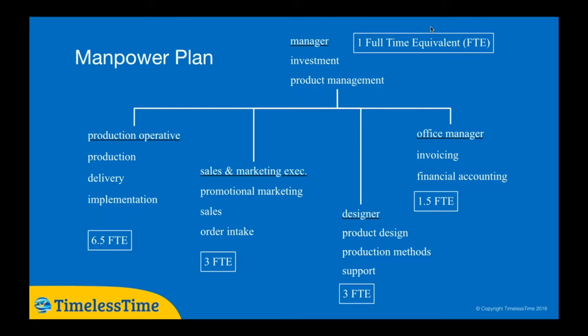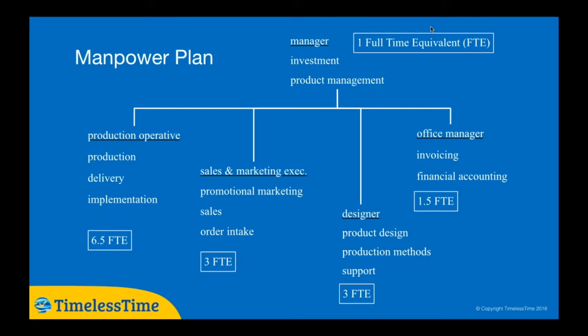You can see here that the sales and marketing executive, so-called, is responsible for promotional marketing, sales, and order intake. There we are. Now, in order to achieve, and this is another bit of modeling, the P&L that suggests a turnover of £2.5 million, we need 3 full-time equivalent heads of that. And we can go around and do the same exercise for what we're calling a production operative, responsible for production, delivery, and implementation. And we need 6.5 full-time equivalents of them.